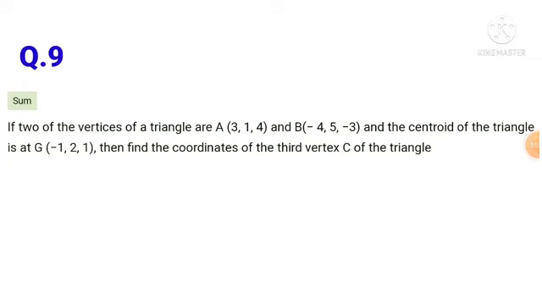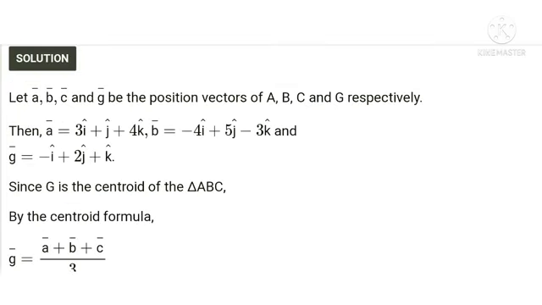Next, question number 9. If two of the vertices of a triangle are A(3, 1, 4) and B(minus 4, 5, minus 3) and the centroid of the triangle is G(minus 1, 2, 1), then find the coordinates of the third vertex. Here we use the midpoint formula. Let A bar, B bar, C bar and G bar be the position vectors of A, B, C and G respectively. We are given point A, so we write A bar. We are given point B, so we write B bar. And we are given centroid G, so we write G bar.